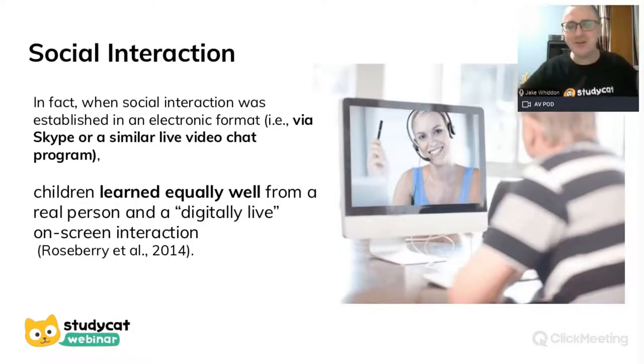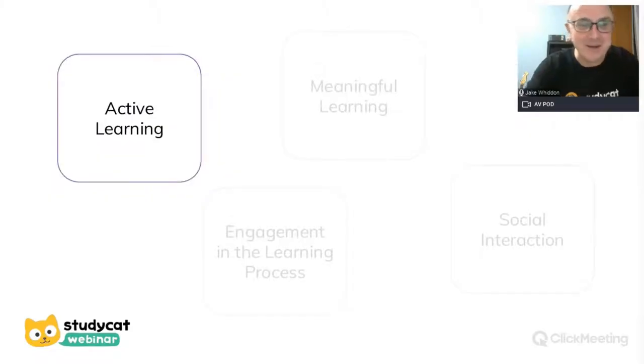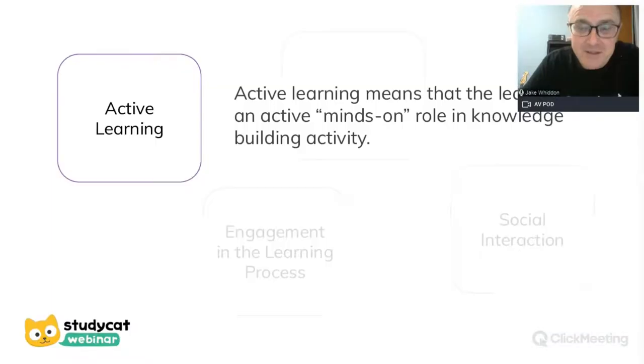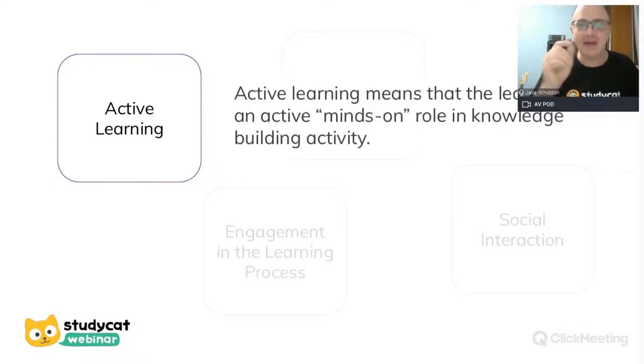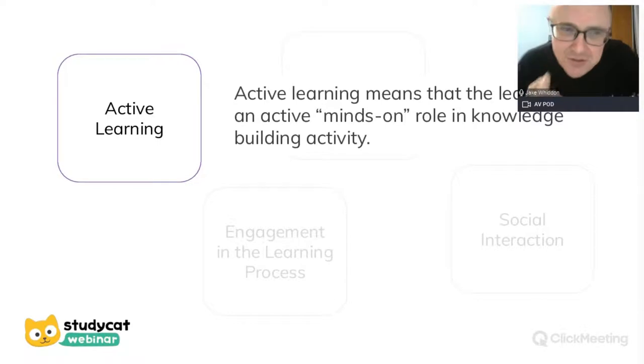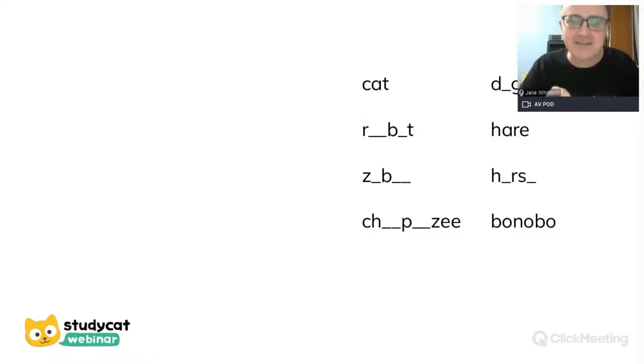Okay, so that was all the stuff before that. I better speed up. This is going to be about active learning now. So that was three so far: we've had engaging, social, meaningful, and now active. Active learning, as I said, means that learners play an active minds-on role in knowledge-building activity. So let's have a look at this. This is a great little example of how it works.